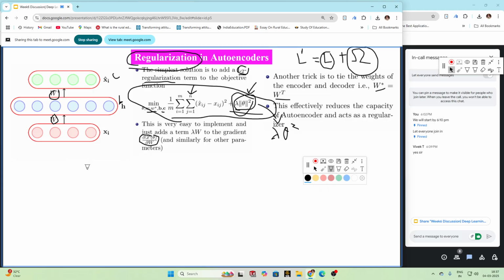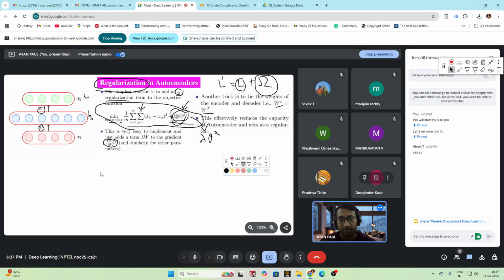So by this we can again perform regularization, so our model will generalize less on the training data. So these are the two important tricks of regularization in autoencoders. Okay, is this clear? Up to this, is it clear to all of you? What I have told you?